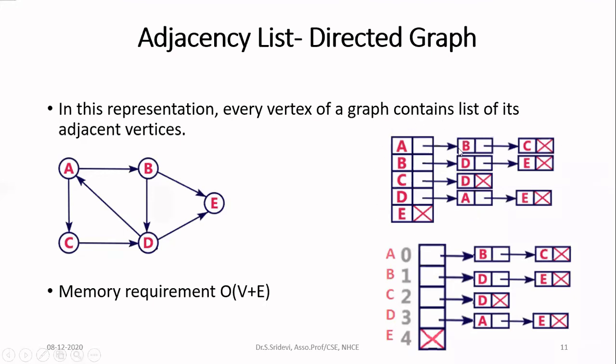So the first one is representing the number of nodes or number of vertices, and this one depends upon how many edges you have. So we can say that the memory requirement to store this particular adjacency list is order of V plus E, where V is the number of vertices and E is the number of edges.